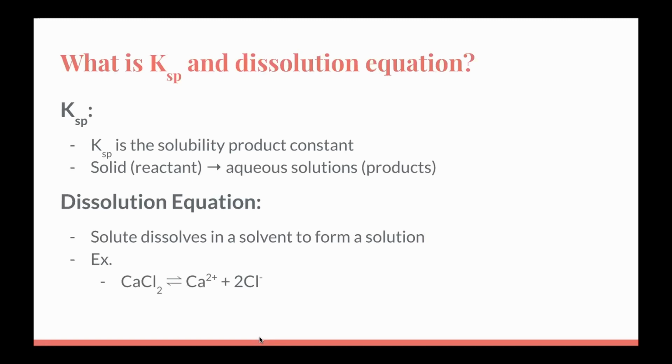What is Ksp and Dissolution Equation? Ksp is a solubility product constant when solid reactant turns into aqueous solutions. Dissolution equation is when solute dissolves in a solvent to form a solution. An example is when CaCl2 dissociates into calcium ions and 2 chloride ions.